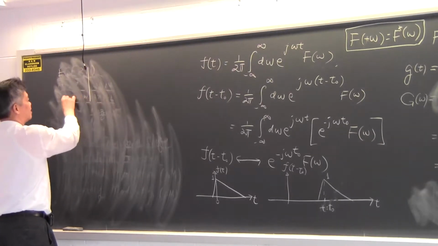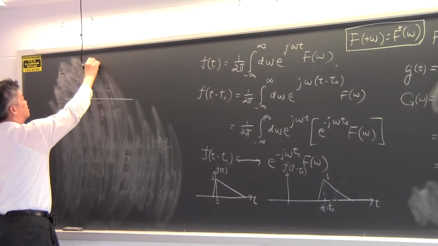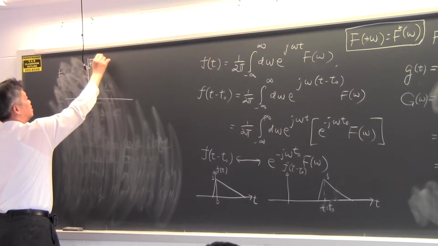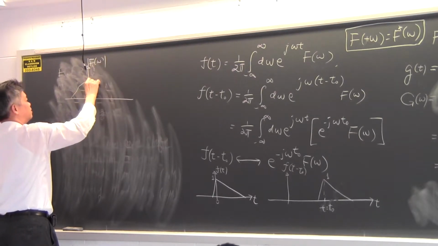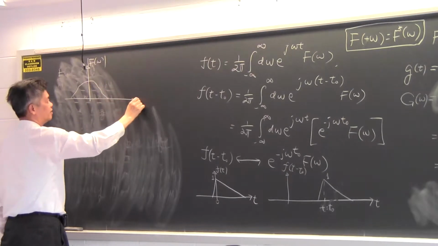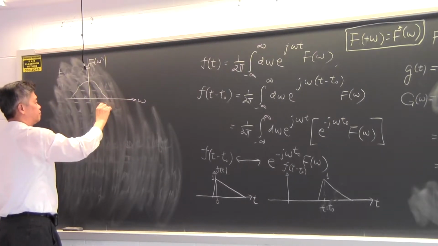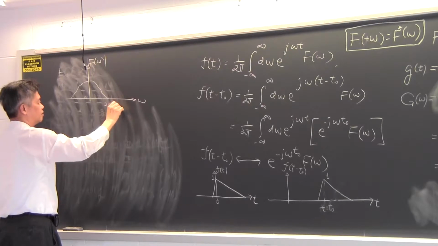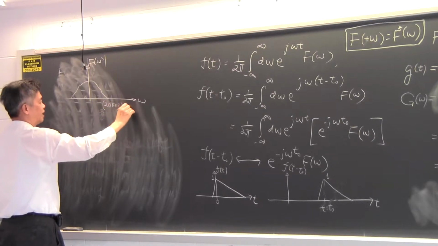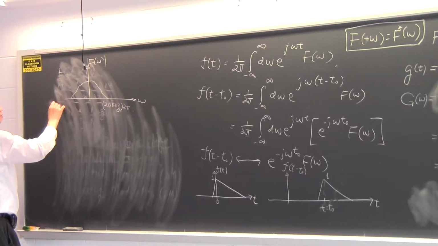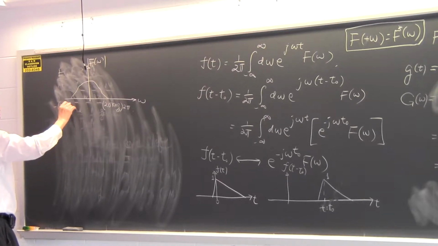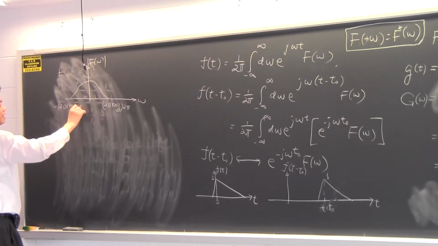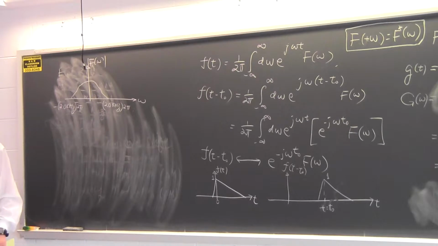So if you have a voice signal, your bandwidth is probably something like this. This is probably 20 kilohertz times 2 pi, minus 20 kilohertz times 2 pi. Okay, your voice signal is something like that, and it's pretty low frequency in terms of electrical signals.